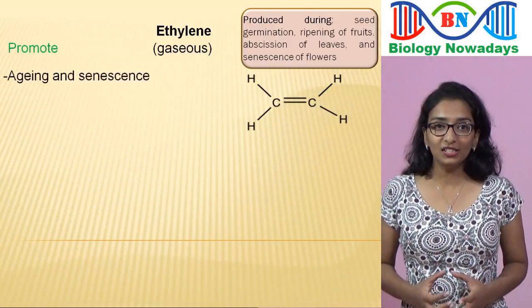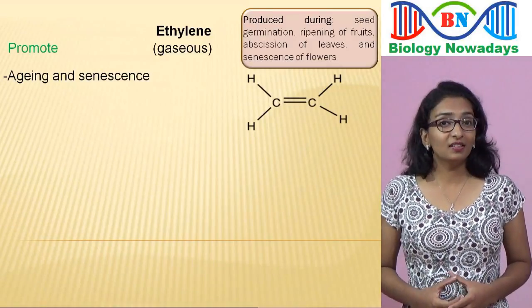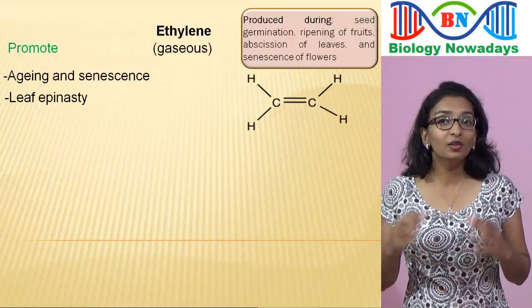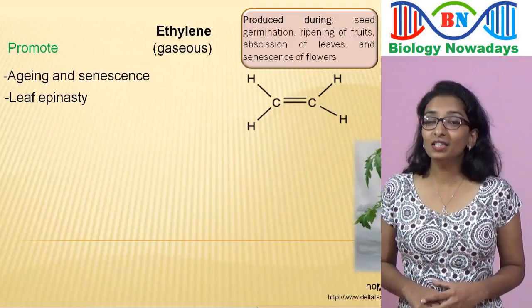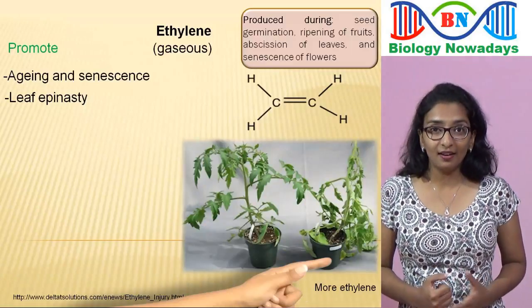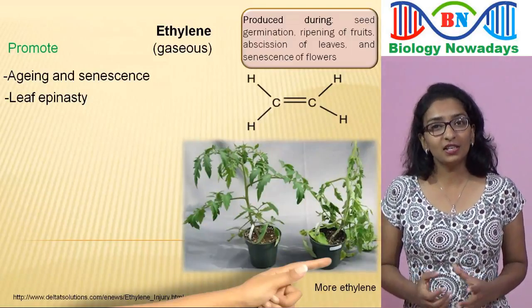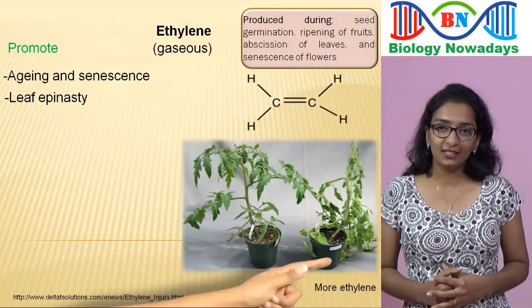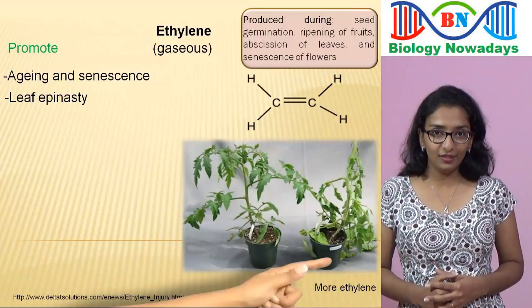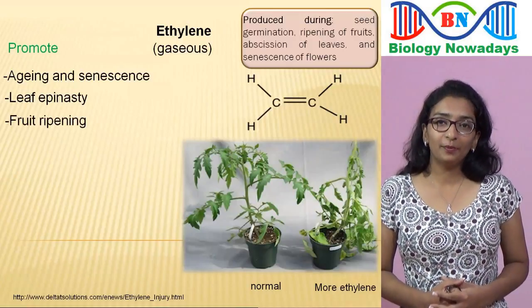Ethylene promotes aging and senescence of plant organs. It causes leaf epinasty or drooping of leaves. In this picture, among these two tomato plants, the one on the right side was exposed to ethylene. After some time, the leaves showed epinasty or drooping down of leaves. Ethylene also promotes fruit ripening.